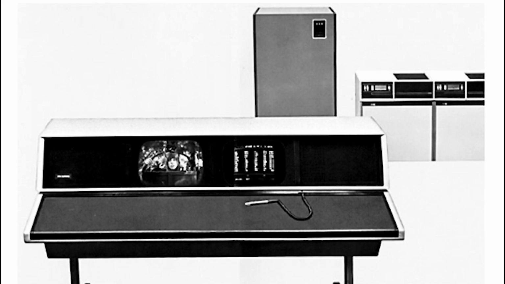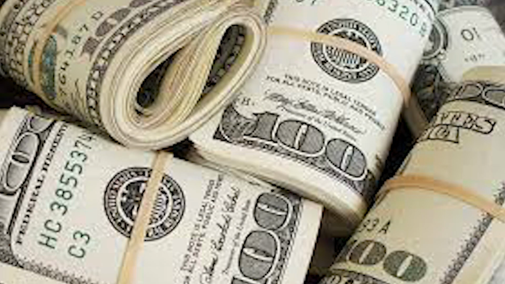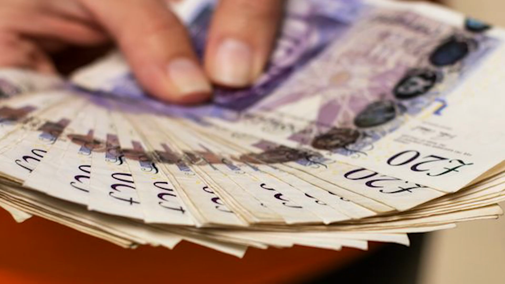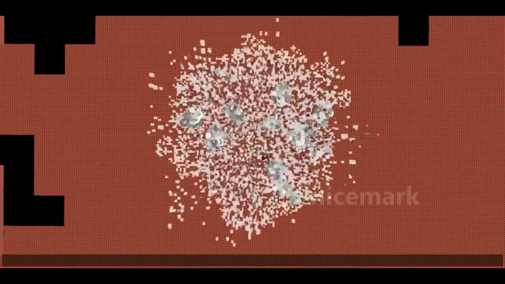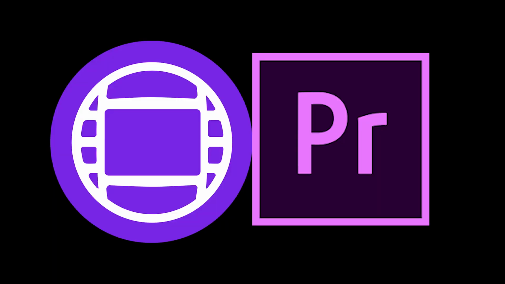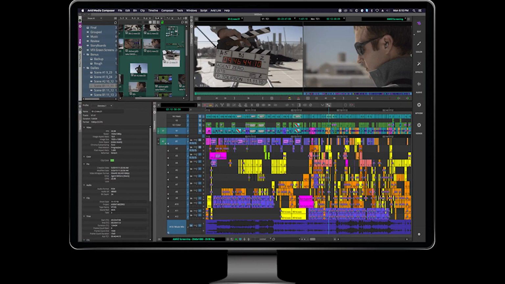The main one being its price of $250,000 or just over 207,000 Great British pounds. And after that, the boom happened. In the 80s and 90s, we were introduced to behemoths like Avid and Premiere Pro, with Avid allowing 640 by 480, which was surprising for the time.